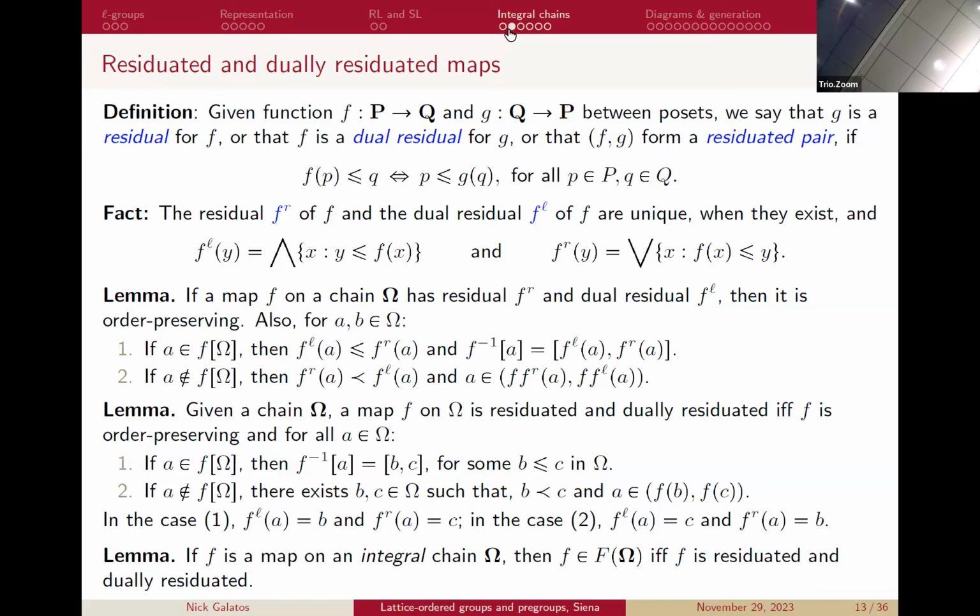What was your question? The original question is about residuals: functions that have a residual. Can you give the ones that respect the chains access to the idea? So in some sense, what you get is that to be an F of omega, you exactly have to preserve all existing joins. Not the complete chain that I'm talking about, but it has that feeling. It preserves arbitrary existing joins, if and only if.